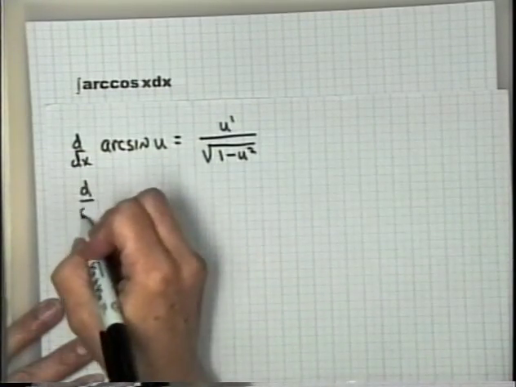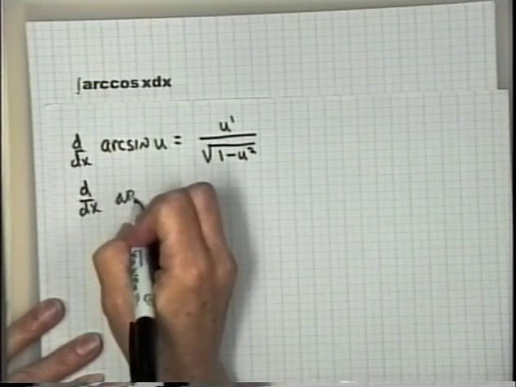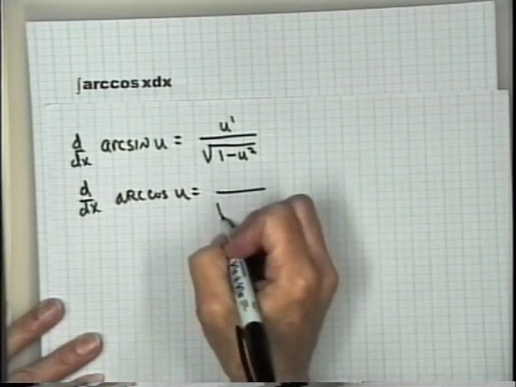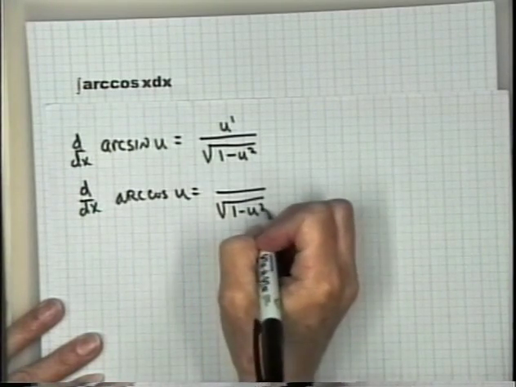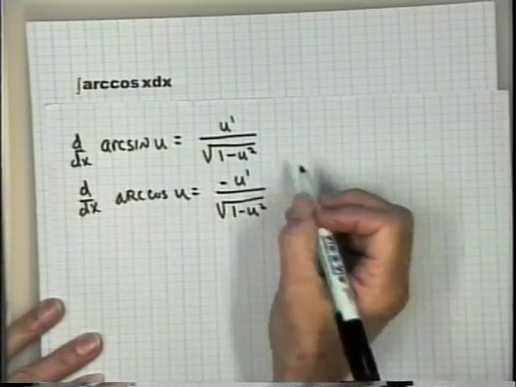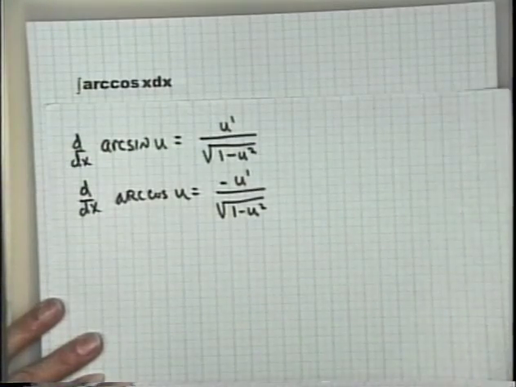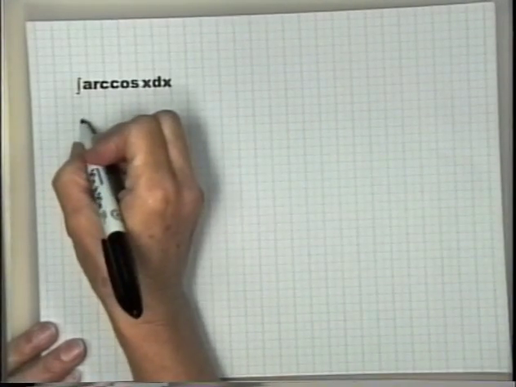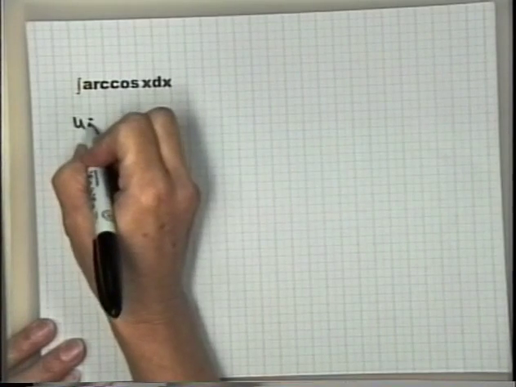Now, the derivative of the arc cosine is very similar. The only difference is you still have this square root 1 minus u squared down here and u prime here, but you have a negative. So you may have forgotten those formulas, but we're going to need those. I'm going to do this integral by parts.